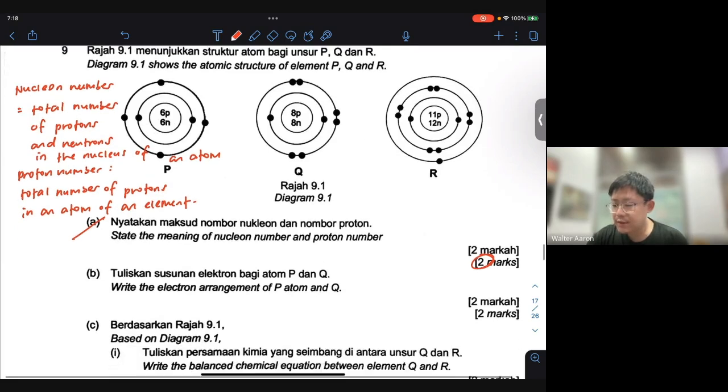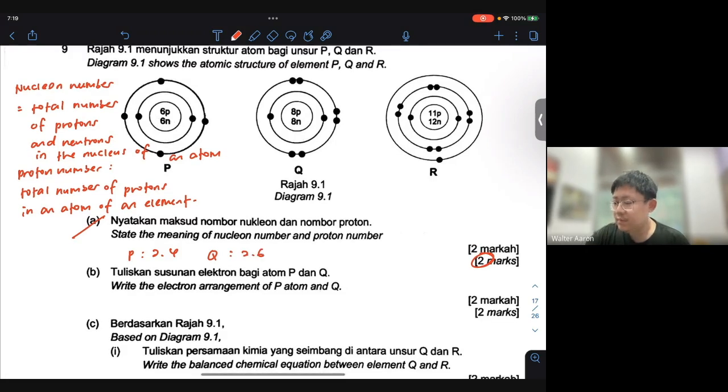And then they ask you to write the electron arrangement of atom P and atom Q. So atom P's electron arrangement will be 2 shells, right? And then you can see there are 4 valence electrons, so therefore it'll be 2, 4. And then for Q, it is 2, 6. And then you'll be able to get 2 marks as well after that.